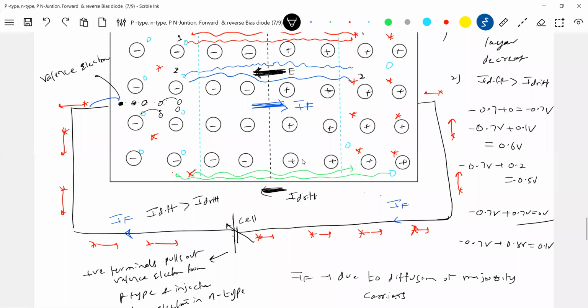Okay, in the evening I'll intimate the time. I'll talk with the chemistry sir, then I'll give the time. One hour only. We have to finish the reverse bias theory also. Okay, thank you all of you.